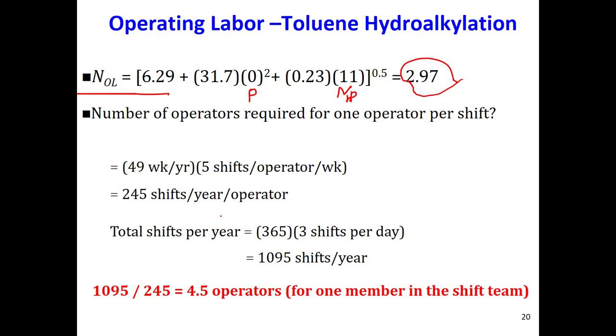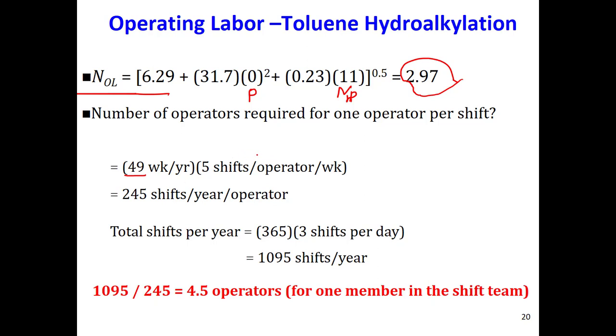I need new operators. Let's say I have 3 shifts per day, or 2 shifts per day. So I have to calculate over a year, let's say 12 months, 4 weeks per month, and 5 working days per week, how many total operators I need per shift. The calculation is not complicated, but just look at this. We have 52 weeks per year, but we consider 49 working weeks per year.